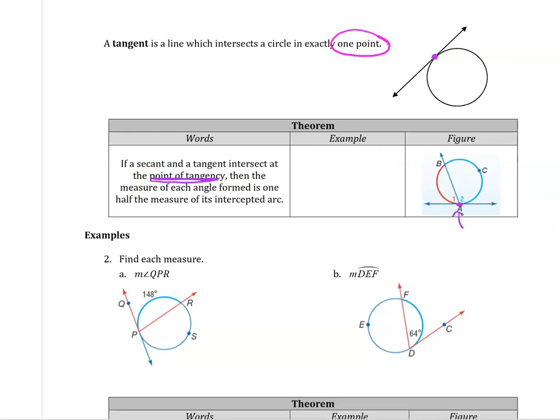Then the measure of each angle formed is 1/2 the measure of the intercepted arc. Okay, so what this means is angle 1 that you're seeing in the diagram, which is created right there, is going to equal 1/2 of AB. That would be its intercepted arc, which you can see in red. Angle 2 will be 1/2 of its intercepted arc, which would be BCA.